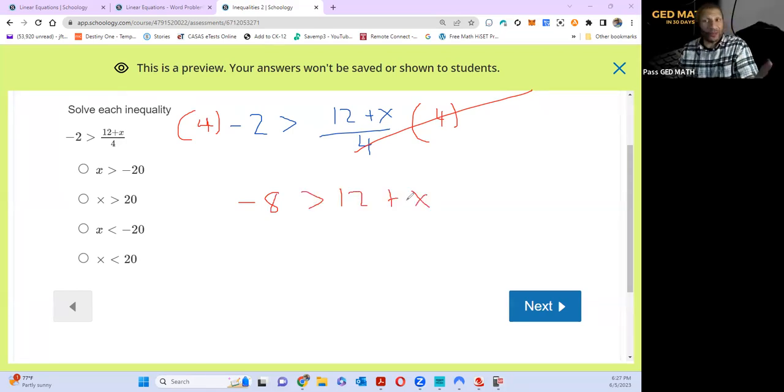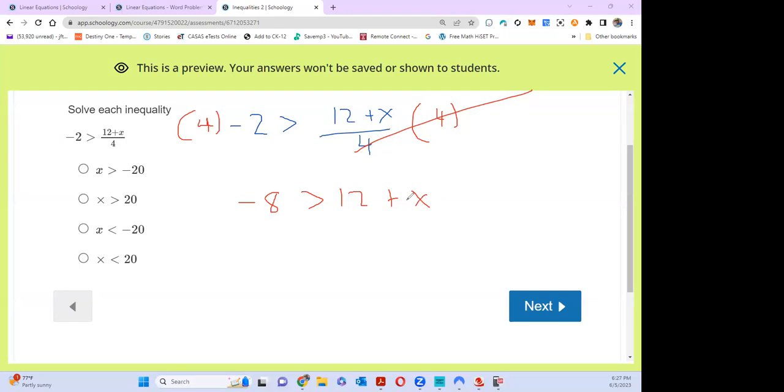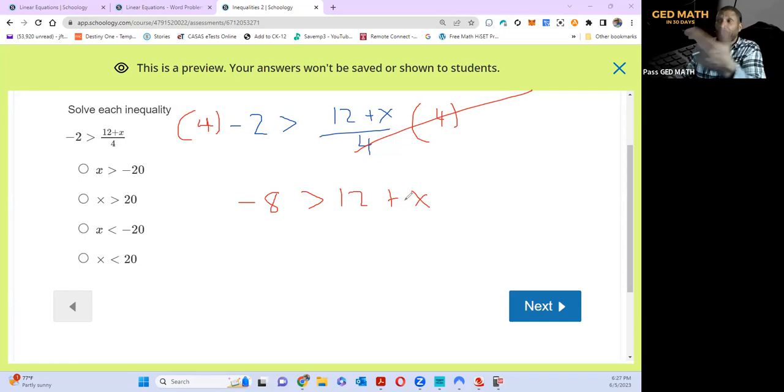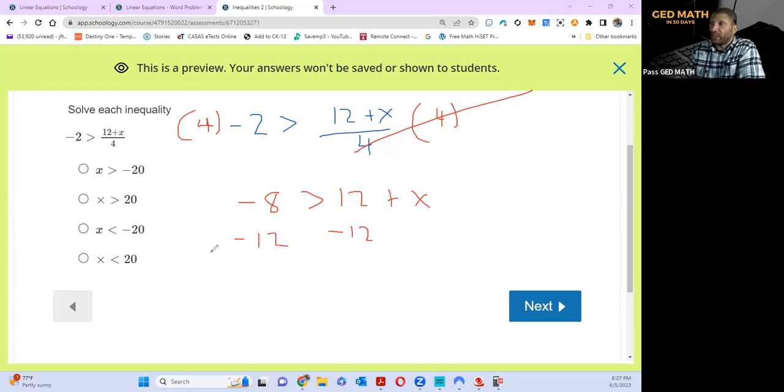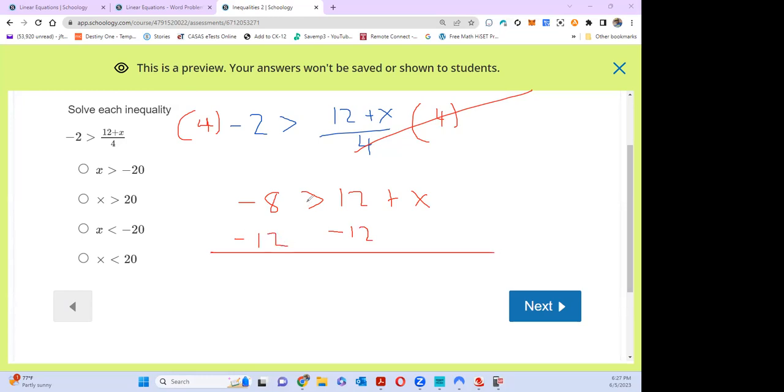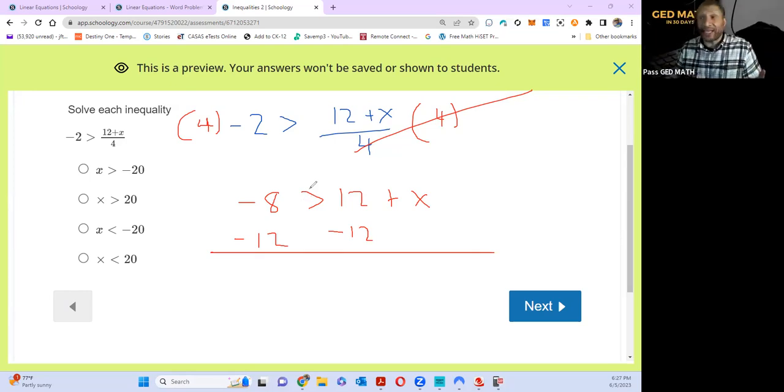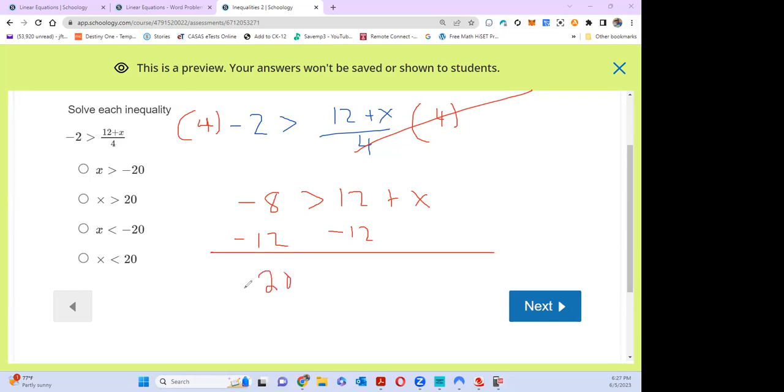So again, you're asking yourself the same question. Is x by itself? No, it's not. What do I need to get rid of? I need to get rid of the 12. What's the opposite operation of plus 12? You got it. You have to subtract 12. So whatever I do on one side, I do on the other. So again, this is knowing your signed numbers. When I'm combining signed numbers, if they have the same sign, I add them and keep the sign.